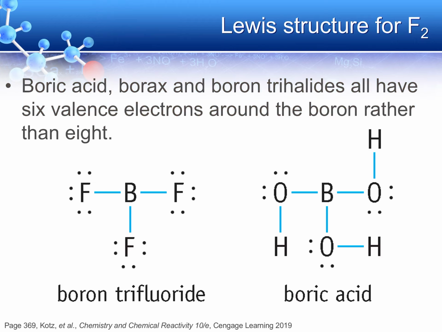So here are some good examples. So this is boron trifluoride, and you can see that the boron has 2, 4, 6 electrons around the central atom, and the same thing over here with boric acid. We've got 2, 4, 6 electrons. So boron has 6 valence electrons around it rather than 8. That makes these compounds actually fairly reactive because, as we know, the octet is very stable.